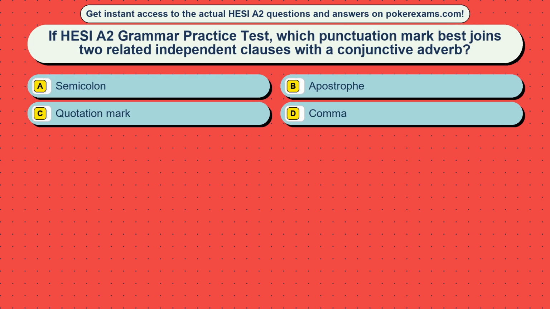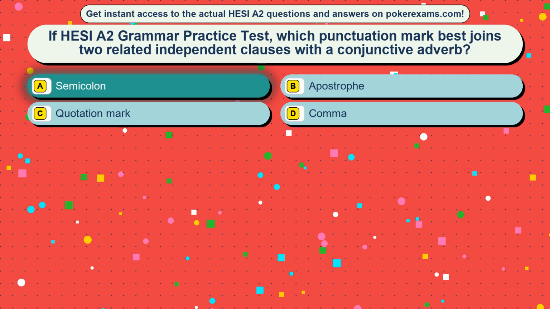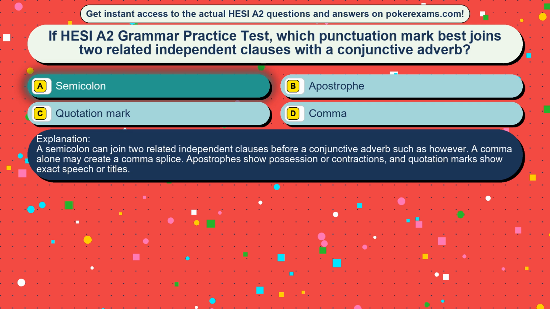Question 50. If HESI A2 grammar practice test, which punctuation mark best joins two related independent clauses with a conjunctive adverb? Option A, semicolon. Option B, the apostrophe. Option C, quotation mark. Option D, comma. The correct answer is option A, semicolon. A semicolon can join two related independent clauses before a conjunctive adverb such as however. A comma alone may create a comma splice. Apostrophes show possession or contractions, and quotation marks show exact speech or titles.